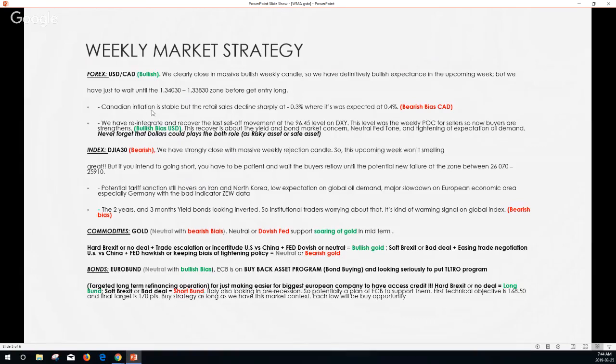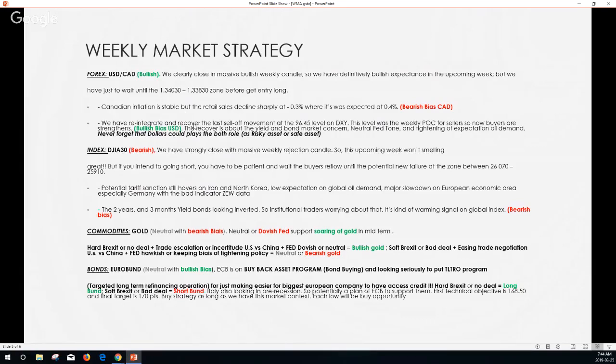Why? Because Canadian inflation is stable, but the retail sales declined sharply. We were expecting 0.4%, and the actual is minus 0.3%, right? It's a very big disappointment. So it's putting a bearish bias on the CAD.